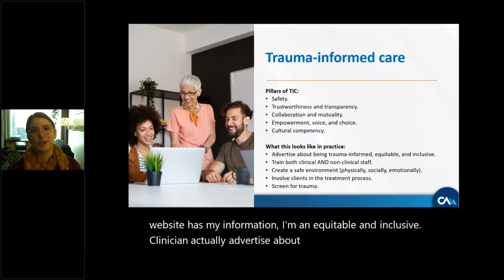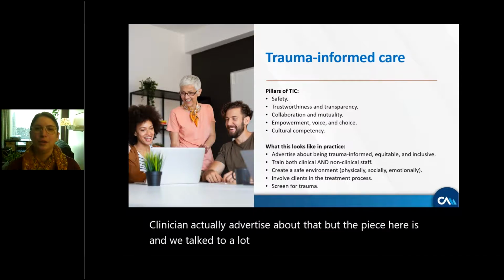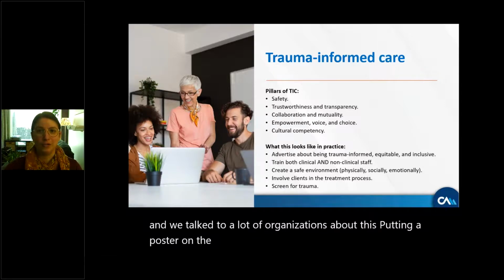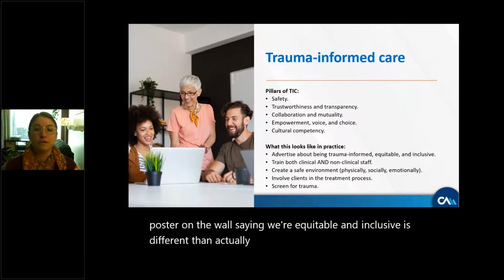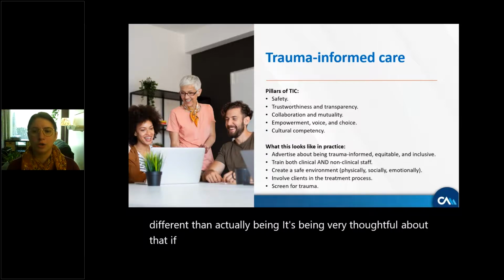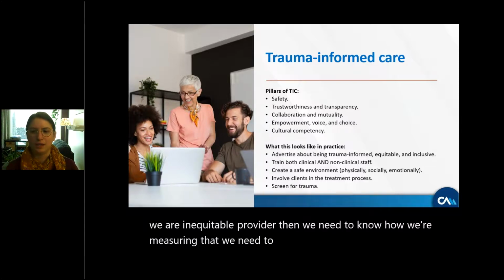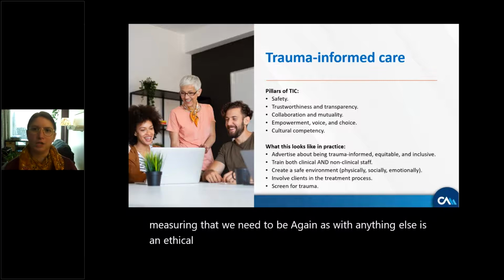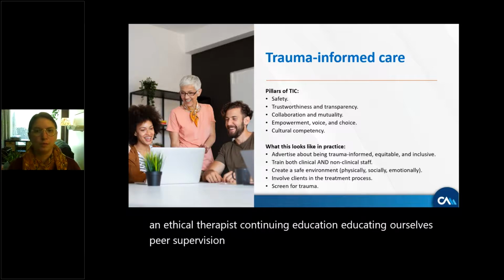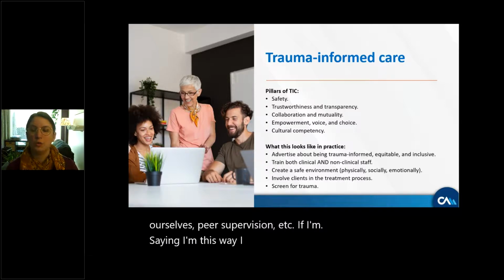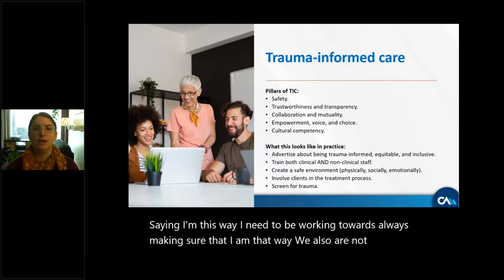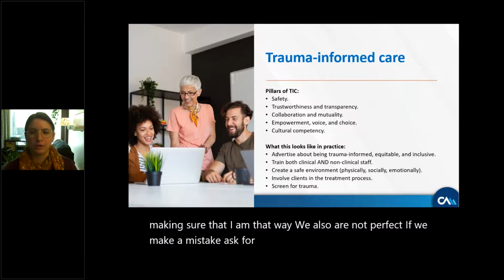But the piece here is, and we talk to a lot of organizations about this, putting a poster on the wall saying we're equitable and inclusive is different than actually being so. So being very thoughtful about that. If we are saying we're trauma-informed, if we are saying we're an equitable provider, then we need to know how we're measuring that. We need to be, as with anything else, as an ethical therapist, continuing education, educating ourselves, peer supervision, etc. If I'm saying I'm this way, I need to be working towards always making sure that I am that way. We also are not perfect. If we make a mistake, ask for clarification. I'll talk about that a little bit.